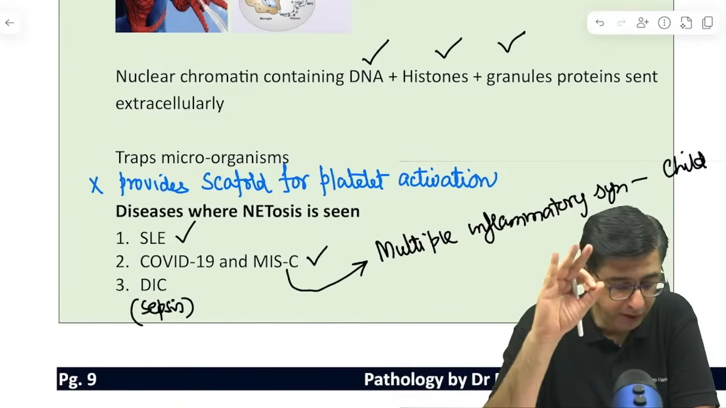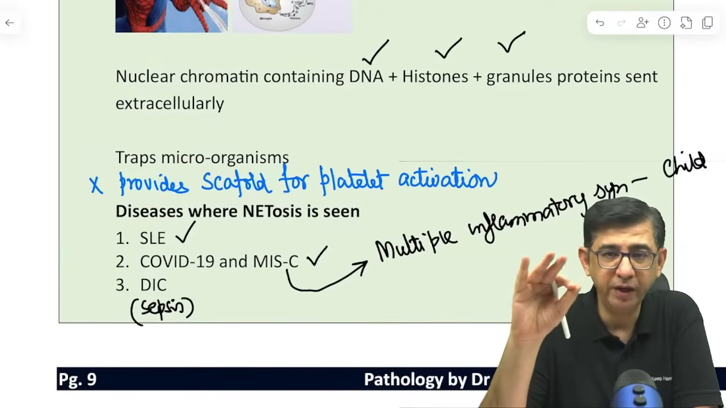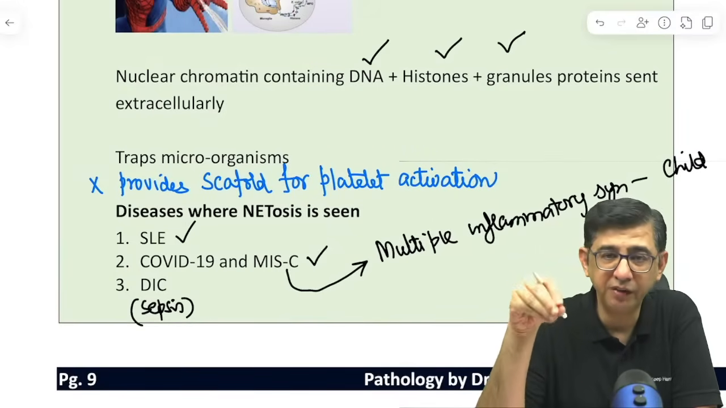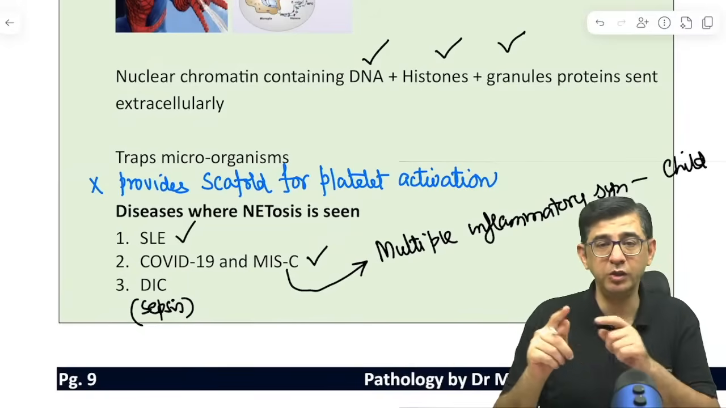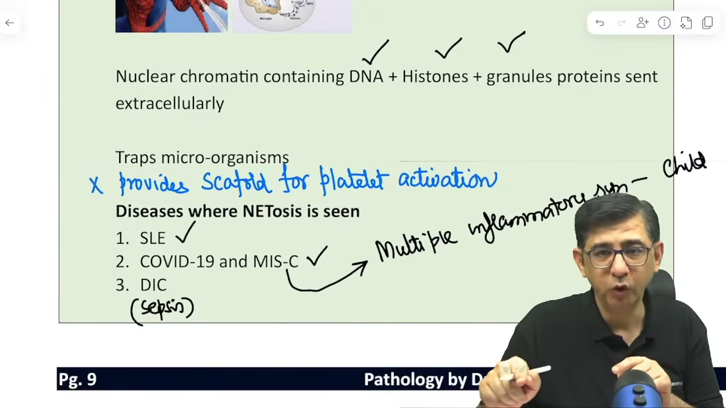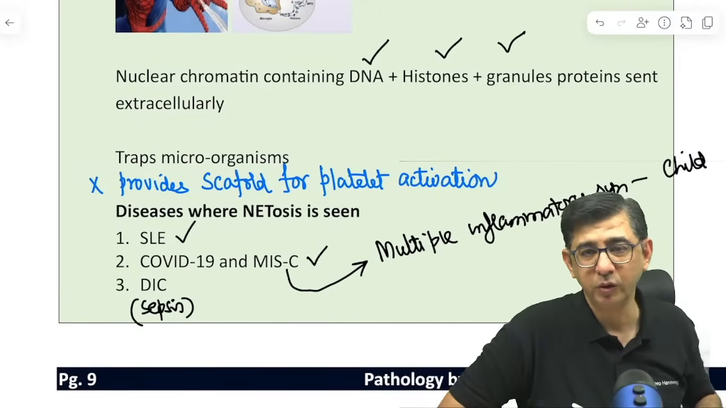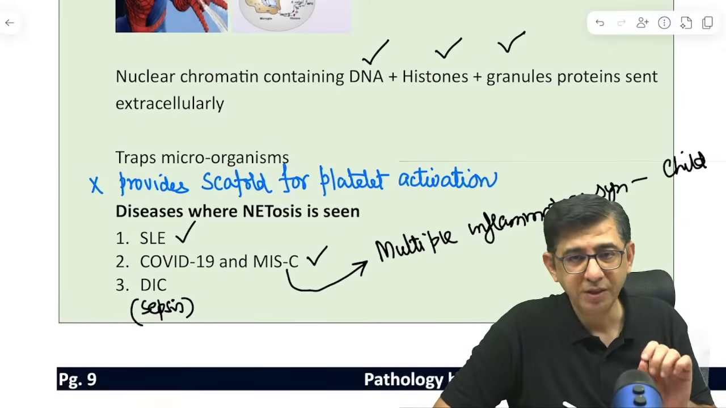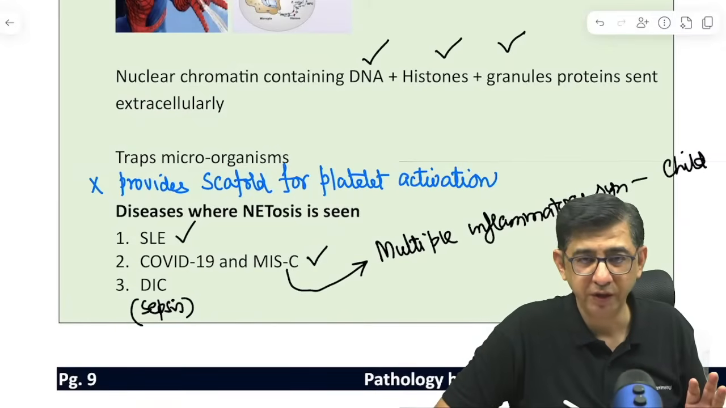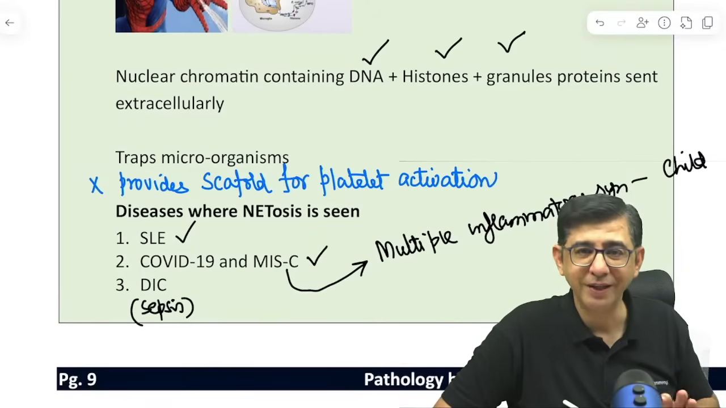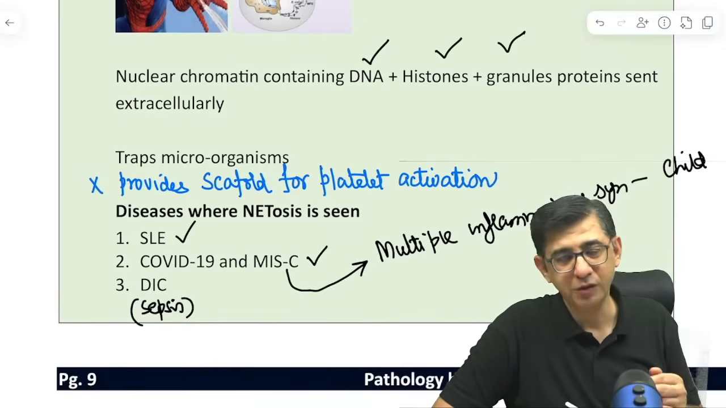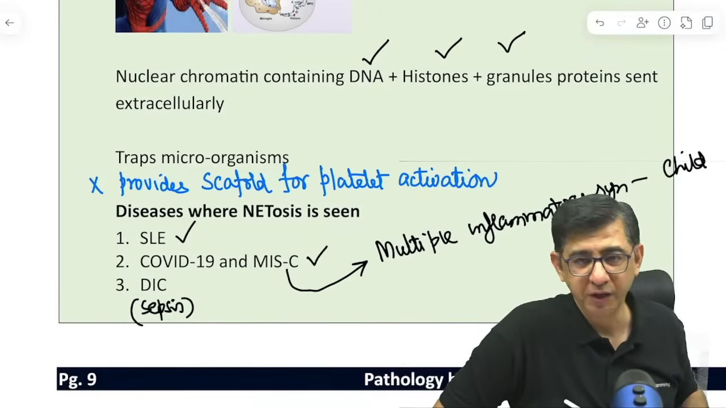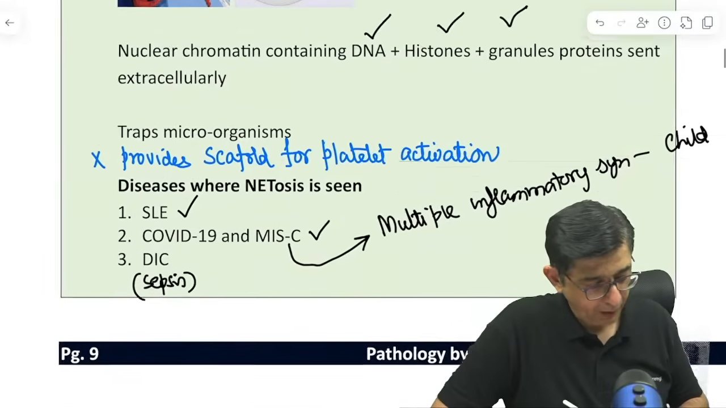So I want to highlight this fact that NETosis is not effective against the viruses, but it was causing the deaths in COVID-19. That is because of the microthrombi formation. So I hope it is clear that NETosis will not kill the COVID virus. That is why COVID was killing us. If NETosis was effective, then the infection would have been controlled. Okay.